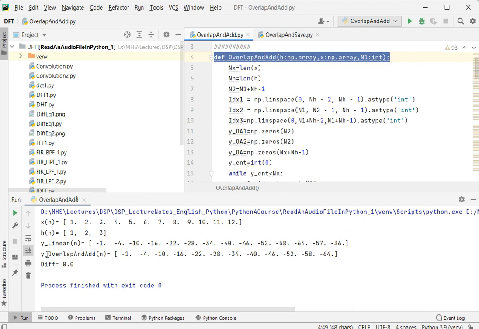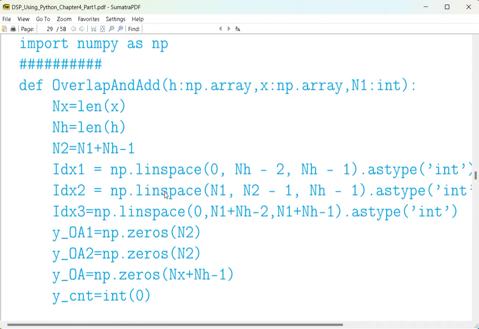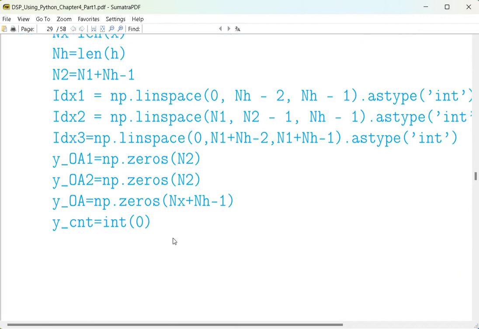But the result obtained by the method we just defined, the overlap and add method, will be the same up to minus 64. The last two samples will not be computed. So here we have shown the difference between the results of y linear and y overlap and add. Going back to the lecture note, the same coding.